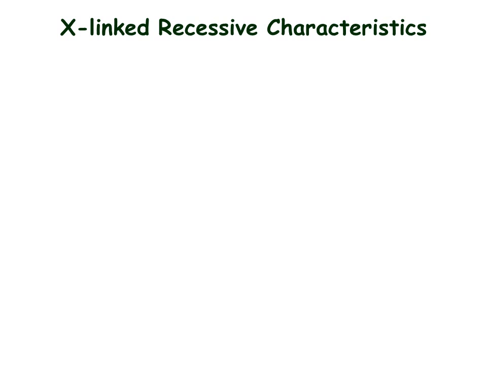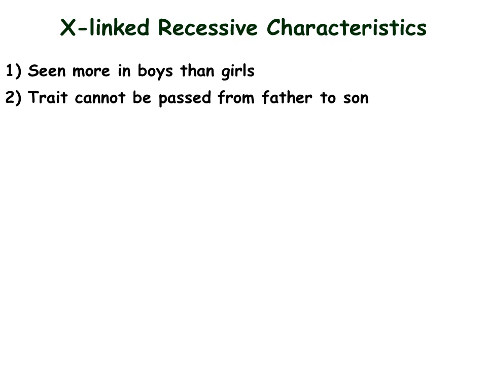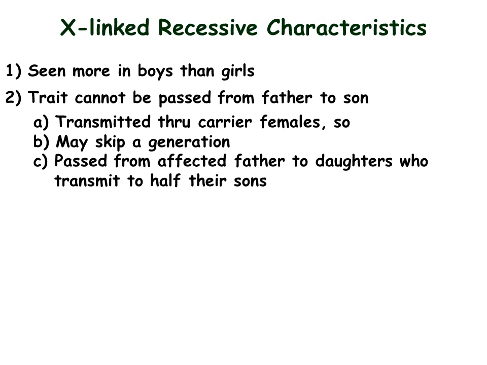Characteristics of X-linked inheritance are as follows. Seen more in boys than girls. Trait cannot be passed from father to son because the disorder is on the X chromosome, and fathers can only pass the Y to the son. So these disorders are transmitted through carrier females. It may skip a generation as a result, and it can be passed from an affected father to the daughters, who then will transmit it to half of their sons.